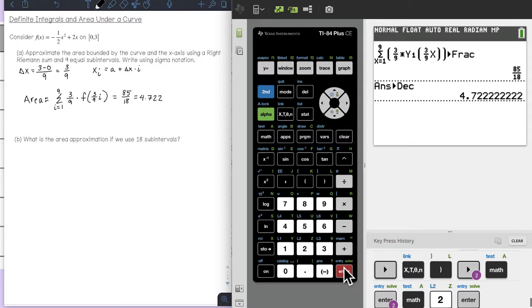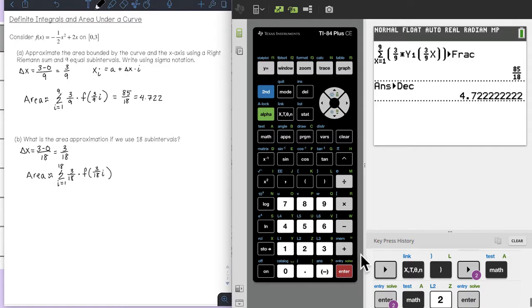9 subintervals isn't bad, but what if we let the number of rectangles we use double? So right now let's use 18 subintervals. So the first thing that's going to change is our delta x, right? So this is going to become 3 minus 0 over 18, so I'm just going to leave that as 3 over 18. And then my endpoints are going to stay the same because I'm still using a right endpoint Riemann sum. So now my area is going to be the sum from 1 to 18 of my delta x, my width, of 3 over 18 times my function evaluated at 3 over 18 times i.